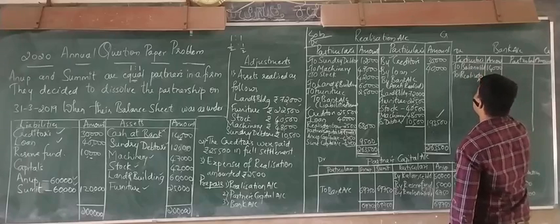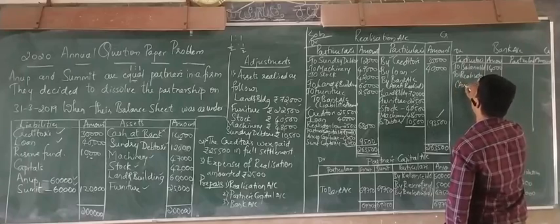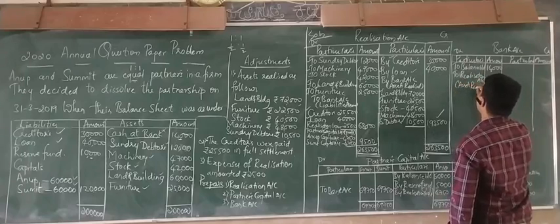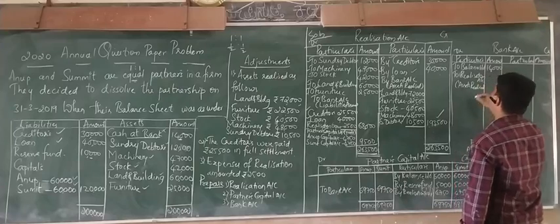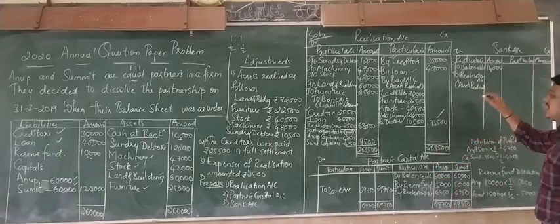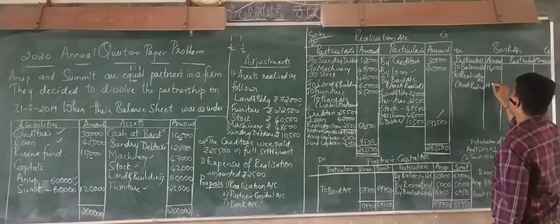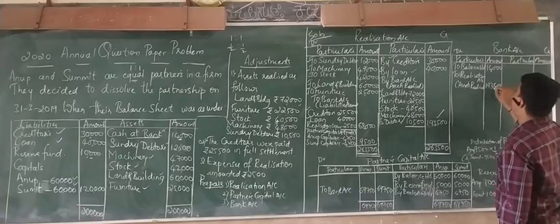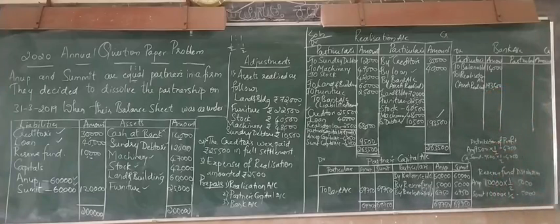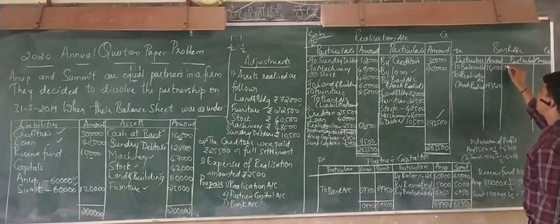Okay, to realization account, assets realized. So what is the assets realized value? Just take this value, that is 1,93,500.